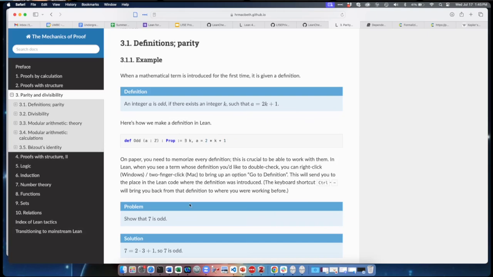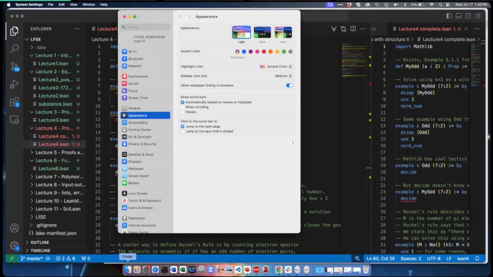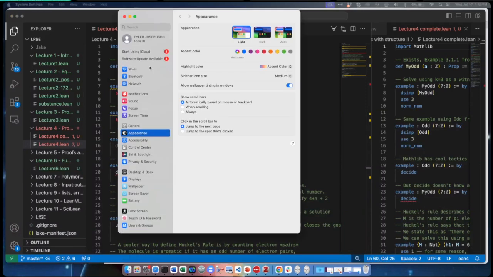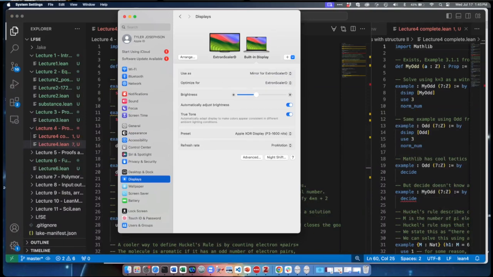And so I'm going to hop over to VS Code. I need a minute to change my screen sharing settings. So I have... great.